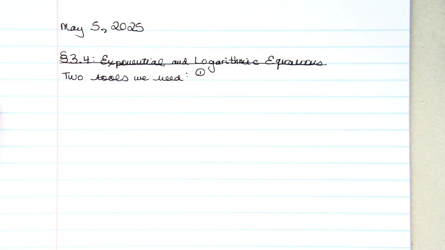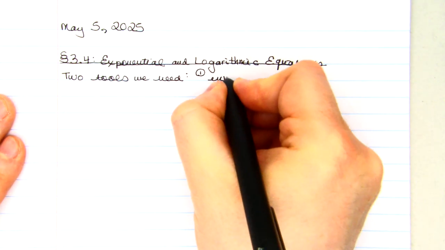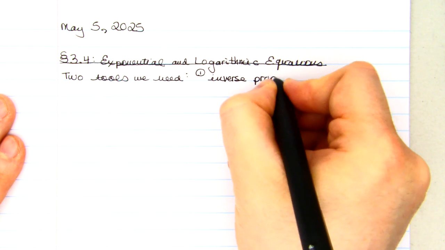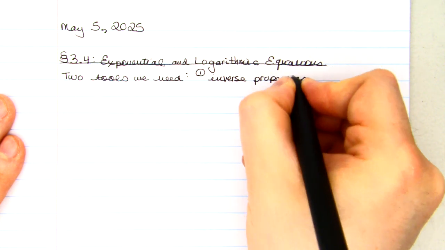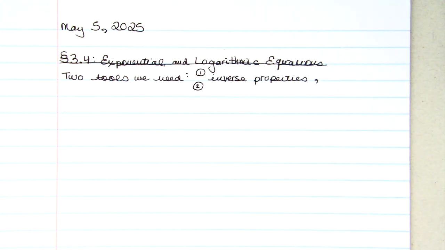The first thing we're going to deal with is the fact that exponential functions and log functions are inverses of each other. I'm just going to call that first tool inverse properties. So the fact that these things are inverses, one will undo the other. More with that in a moment.